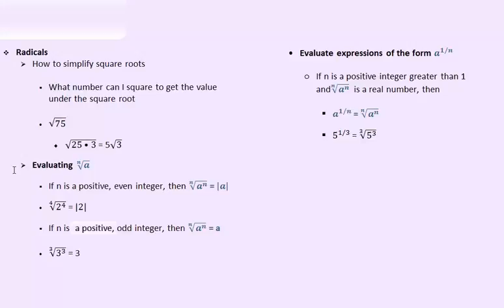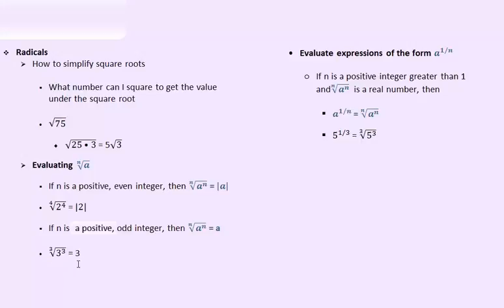When evaluating radicals, if n is a positive and even integer, then the root will cancel out and give us an absolute value of a, which we can see below. However, if n is a negative or an odd integer, then the root will cancel out and we will just get the value of a. We can see in the example below, the cube root of 3 to the third power is the same thing as 3.